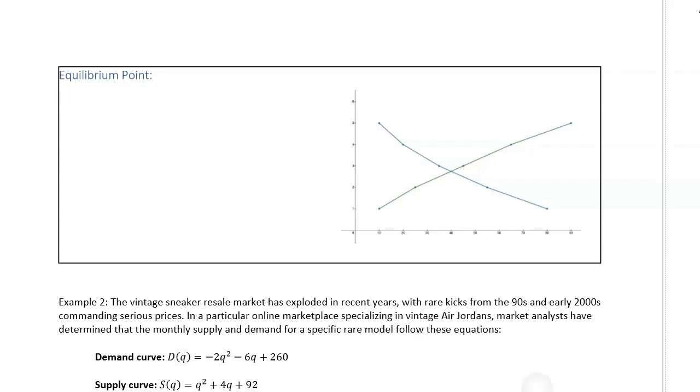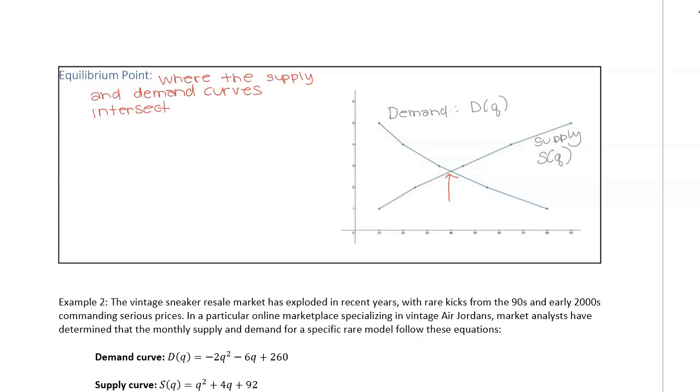The first one that is going down, this is the demand curve. And we use D of Q for that one. And then the green one going up, this is the supply curve. And we use S of Q for that one. What we want to study is this point right here. That is the equilibrium point. The equilibrium point is where the supply and demand curves intersect. This is the ideal point at which sellers and buyers come together, where purchases and sales actually occur.